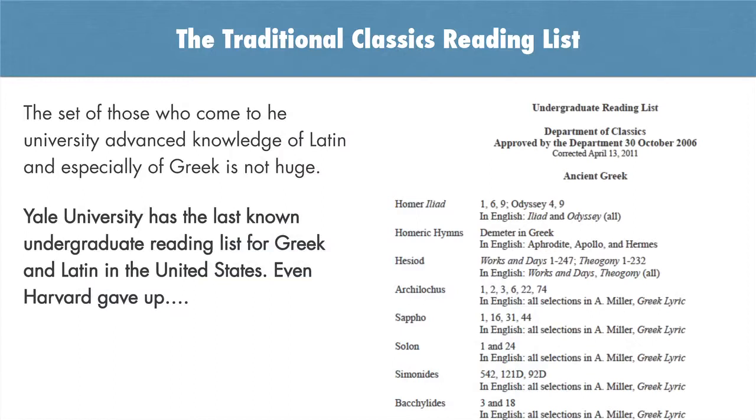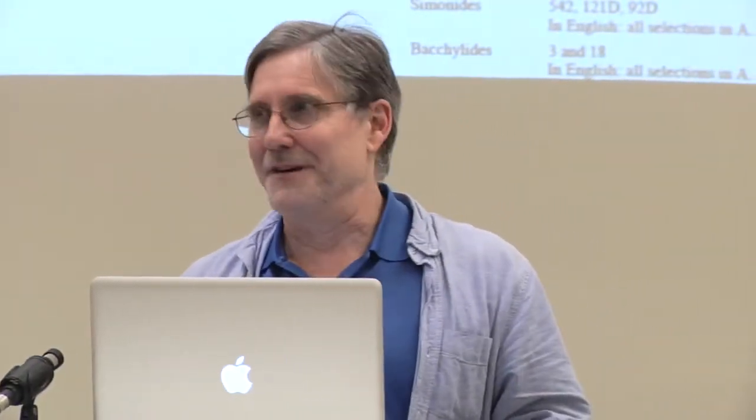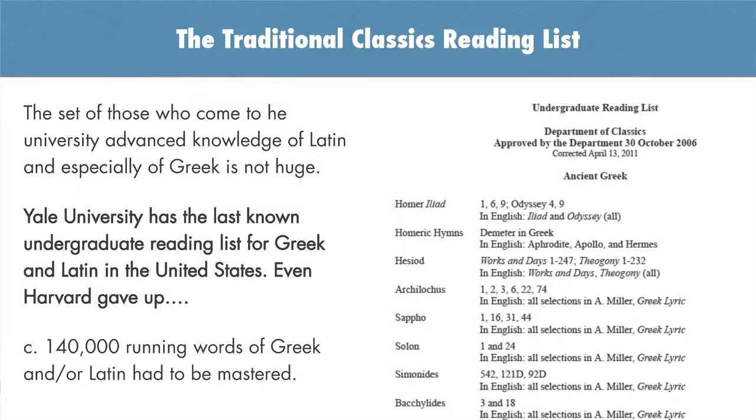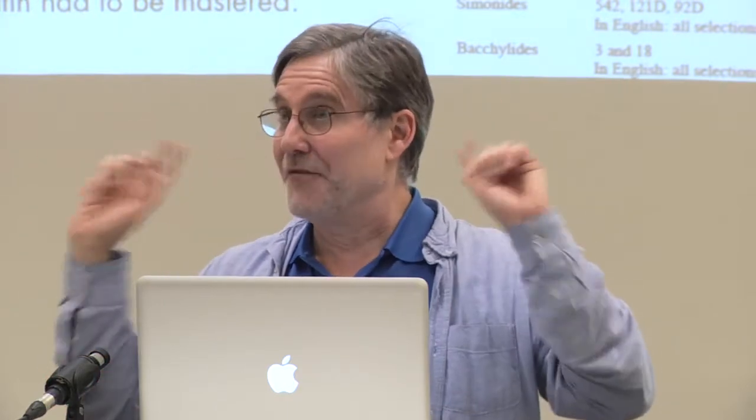And my hypothesis is that the university that has this reading list has it there because they're not interested in what the students are doing, and they just leave it there and not worry about it. Even Harvard gave up on its reading list because the students couldn't do it anymore. It has about 140,000 words of running text, and the idea is you master that. And it could be Greek and Latin, or it could be Greek or Latin, but 140,000 words. And this is beyond the capacity of our students in the United States. It is no longer a part of any program except Yale.